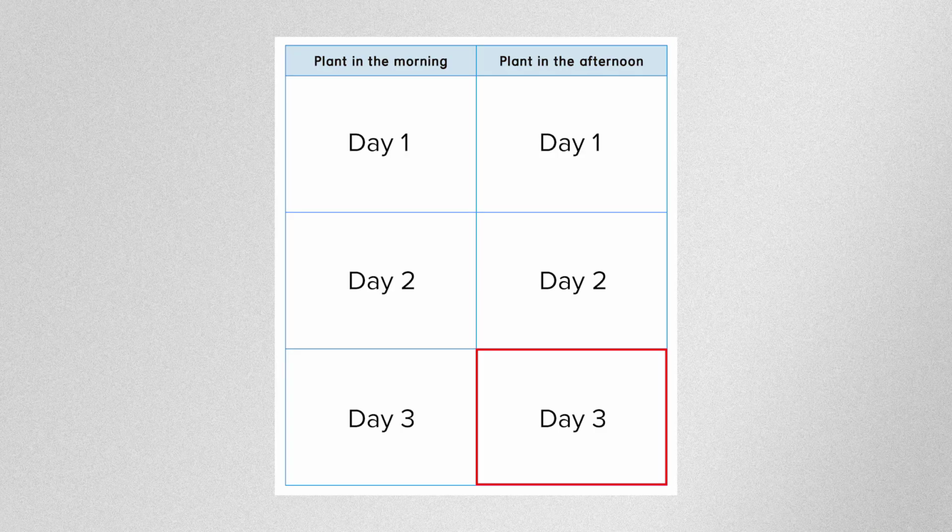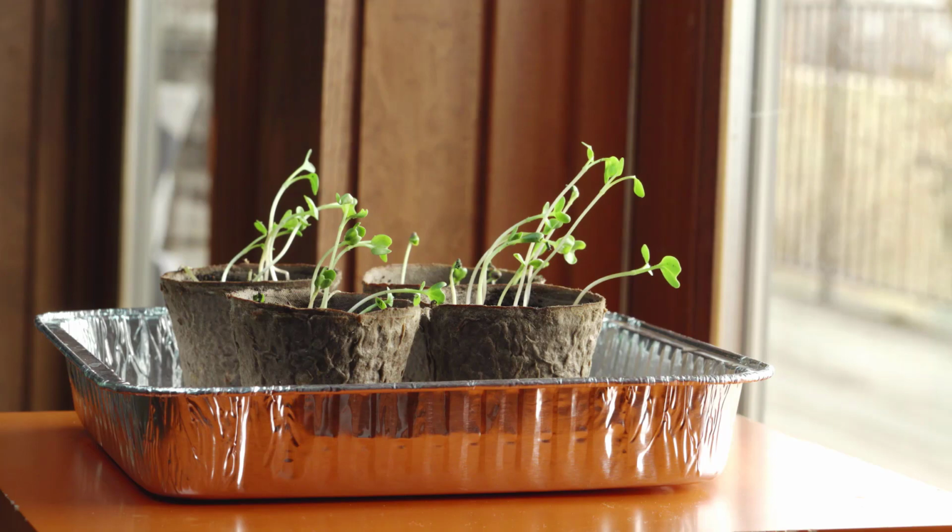Last, we'll observe the plant in the afternoon on day 3. Select the cell to make your observations. Draw the plant. What do you notice? Has it changed position since the morning? When you finish drawing, select Continue.